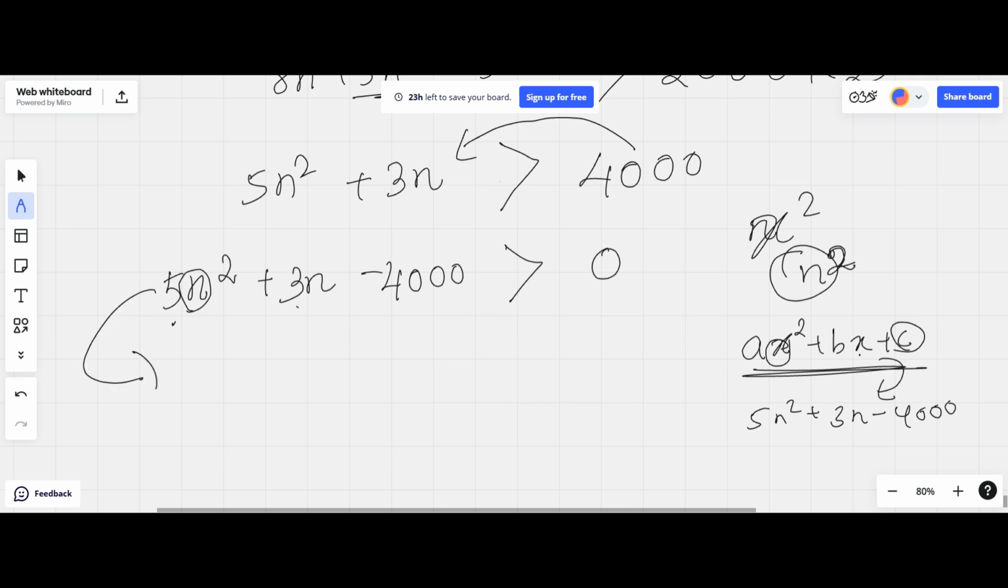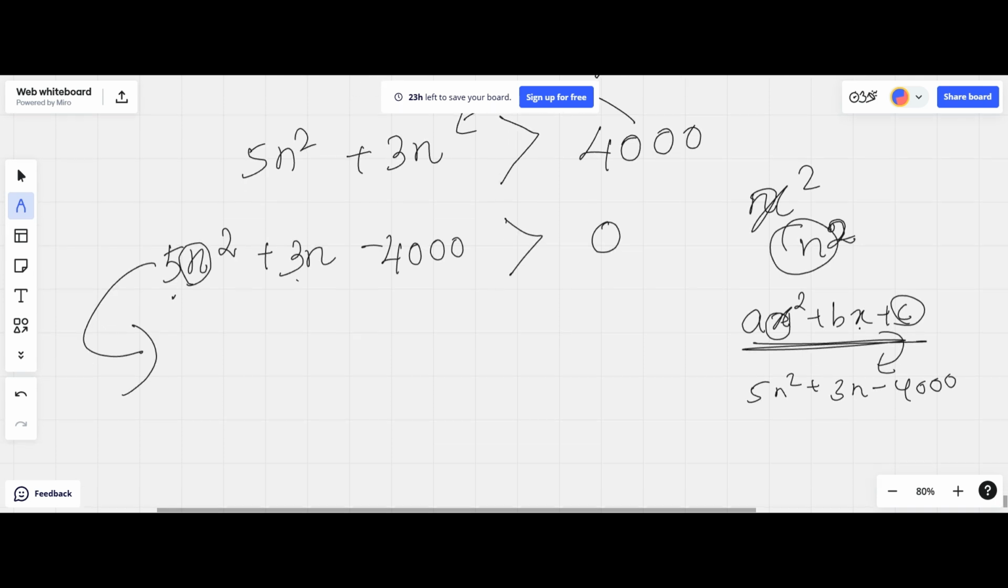If you solve this quadratic equation, you can find n. I'm not going to teach quadratic equations, but I will give you a small guide. Basically, you can solve a quadratic equation by factorizing it. Otherwise you can use a formula: x is equal to minus b plus or minus root of b squared minus 4ac, divided by 2a.